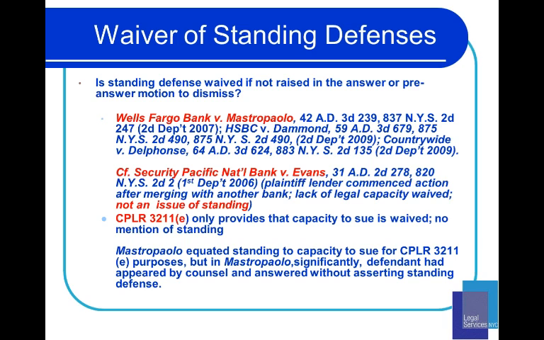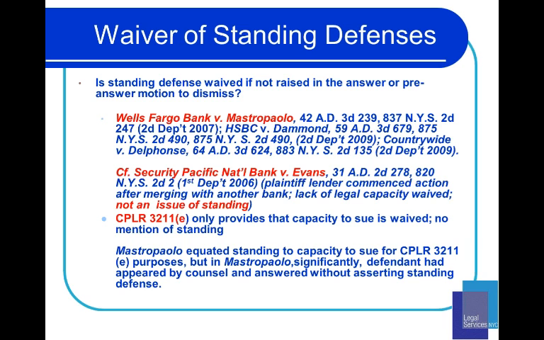There is a bad law that we have to live with, starting in the MASTROPAOLO case from the Second Department, which has more or less taken hold across the state, basically holding that the defense of standing, if not asserted in a timely answer or a motion to dismiss, effects a waiver of the defense of standing. They equated standing with capacity to sue for purposes of the CPLR provision that governs which defenses are waived if you don't timely assert them, which is 3211(e).